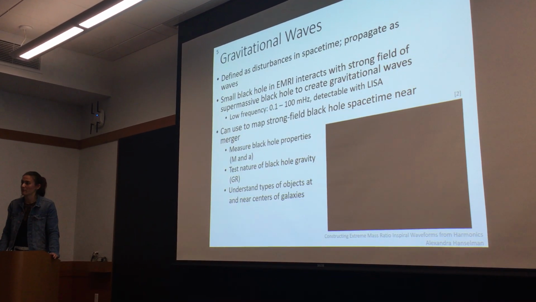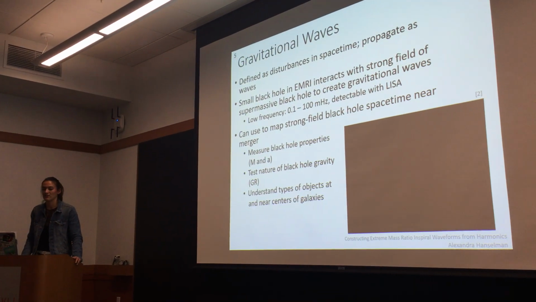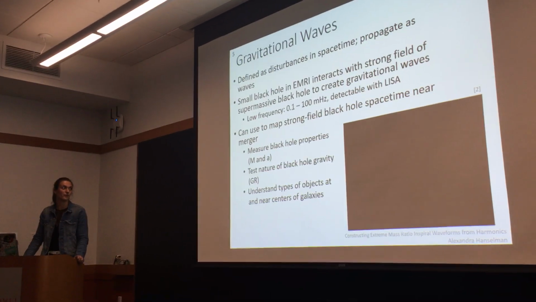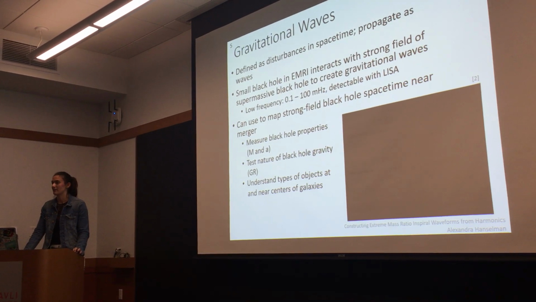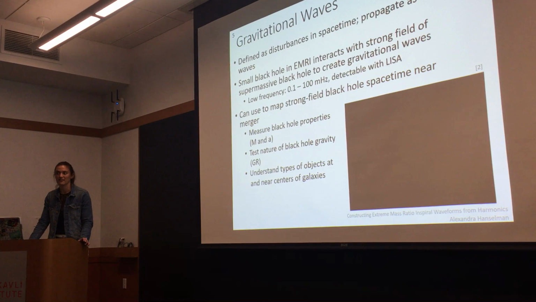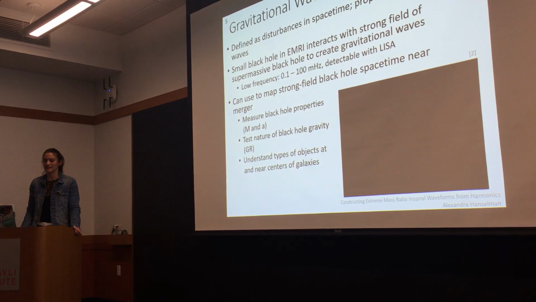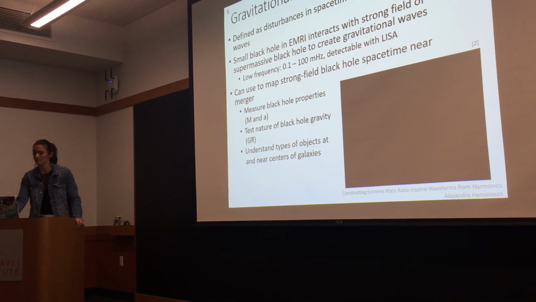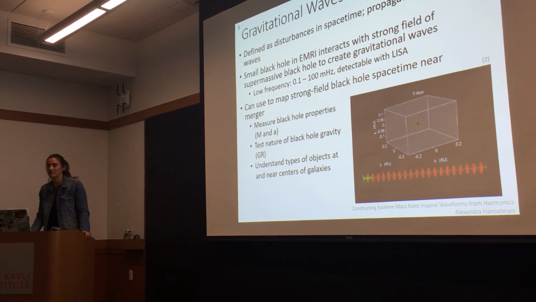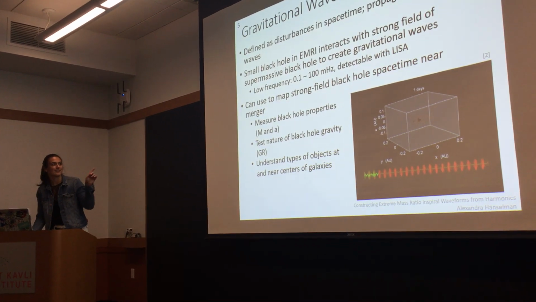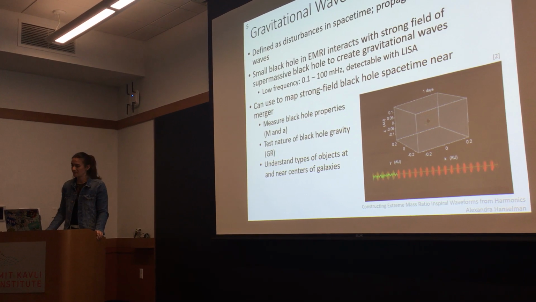So we can measure the black hole properties for the supermassive black hole, basically analyzing the gravitational wave to find the mass and spin of the black hole. We can also test the nature of the black hole gravity, so either if the gravity is explained by general relativity or if there are alternative theories that explain it. And we can also understand the types of objects at and near the centers of galaxies. So I've included a little video. This is just a model of an extreme mass ratio inspiral, and it has the orbit and shows the gravitational waves that can be created by the inspiral.